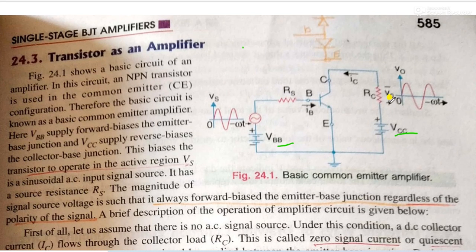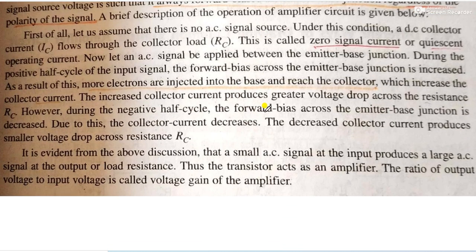Here see the RC, where we actually take the output. As we increase the forward bias across the emitter, a larger quantity of electrons is boosted and passes towards the collector, and we get a larger collector current, that is our actual output current, and we take the output across this RC.